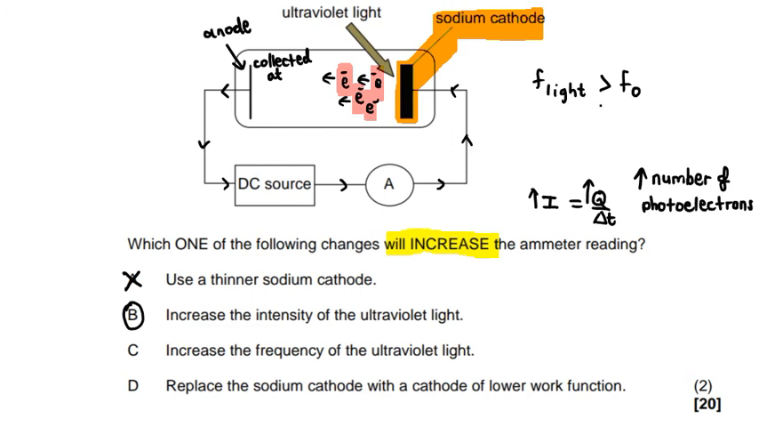So it means that if you increase the intensity of the light, you shine more energetic photons onto the surface. If the number of photons is increasing, then more electrons get emitted as well.